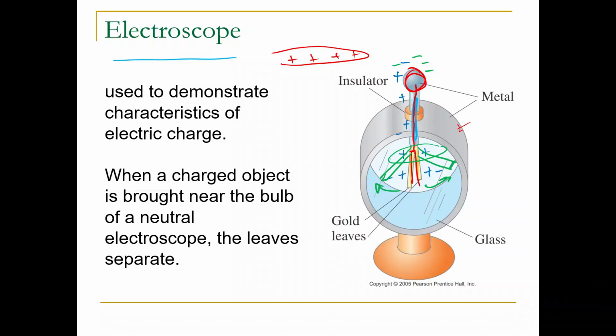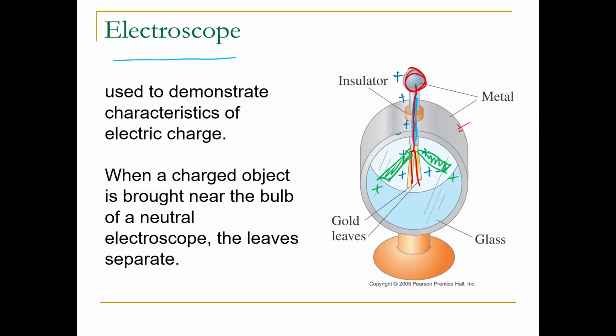Now, I could then ground this with a conductor. So I could ground this, and then what would happen is those negative electrons would escape. And then I'd have fewer electrons. And now, if I was to remove this rod, the electrons would redistribute themselves, so that basically the whole thing now has a net positive charge. So my leaves would stay separated, because the leaves still have a positive charge on them.